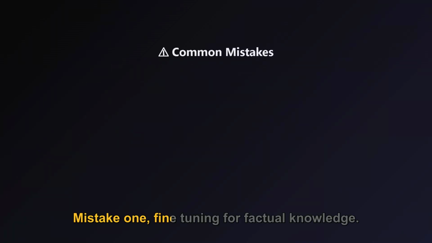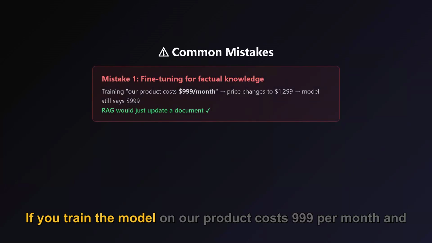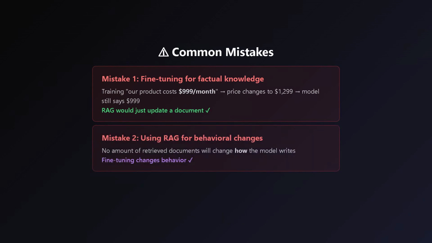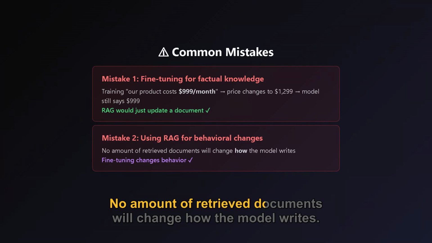Watch out for these common mistakes. Mistake 1. Fine-tuning for factual knowledge. If you train the model on "our product costs $999 per month" and the price changes, you have to retrain. RAG would just update a document. Mistake 2. Using RAG for behavioral changes. No amount of retrieved documents will change how the model writes.